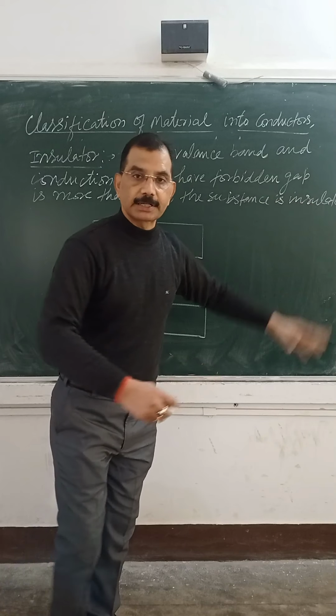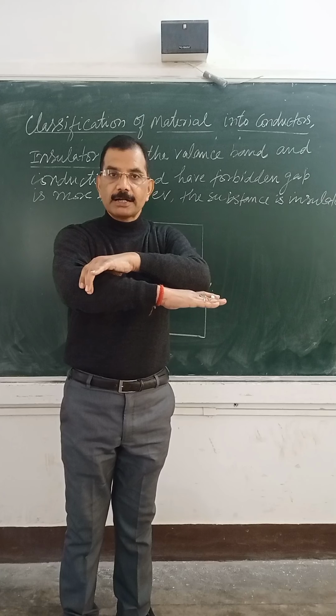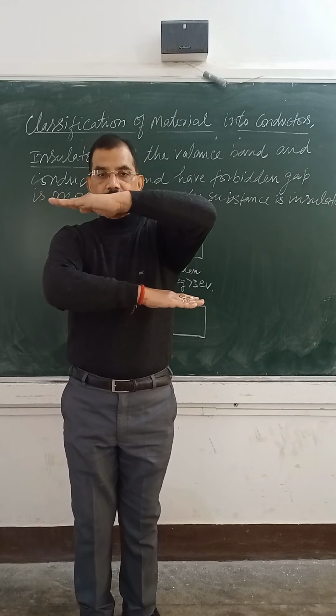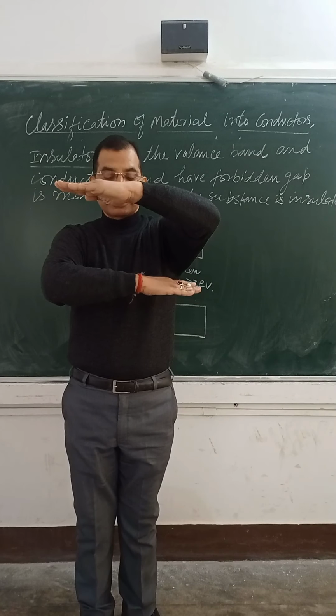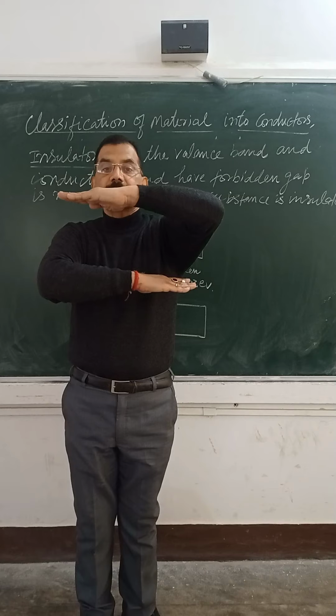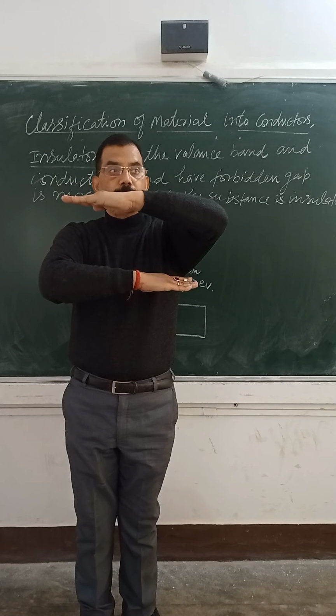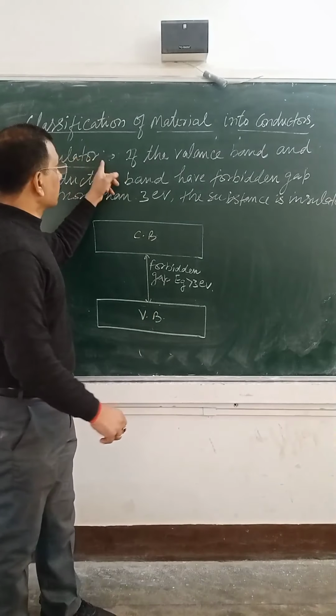is insulator. It means in the case of insulator, suppose this one is valence band, this one is conduction band, and if the separation between valence band and conduction band, it means if the forbidden energy gap between these two bands is more than 3 electron volt, then that substance is considered as an insulator.